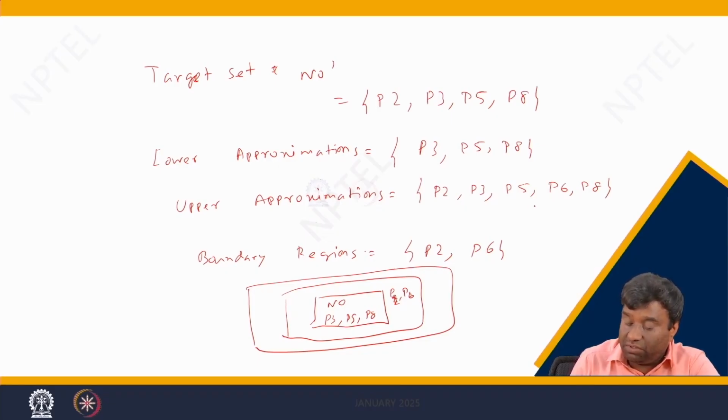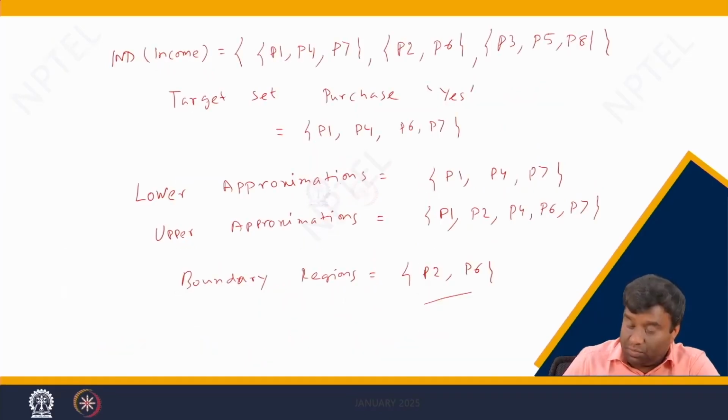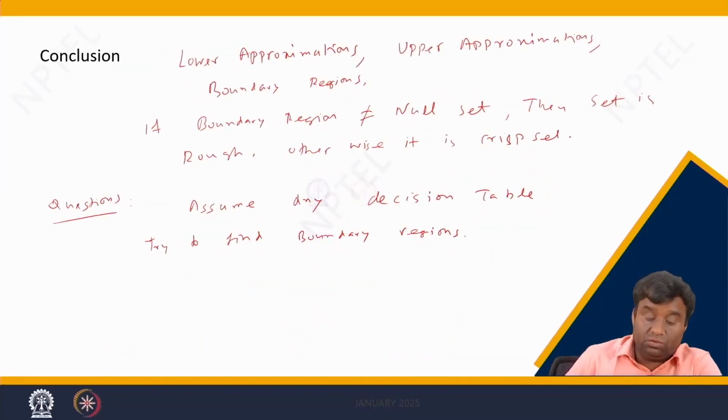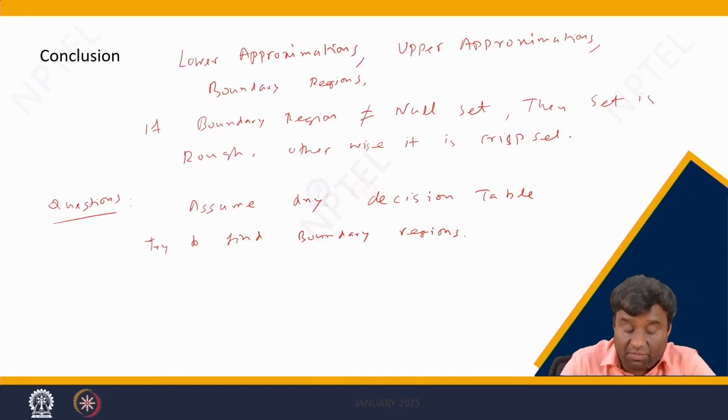So today in this class we have understood the lower approximations, upper approximations, and boundary regions. Then we have learned if the boundary region is not equal to the null set, the set is rough. If the boundary region is equal to the null set, then the set is crisp.